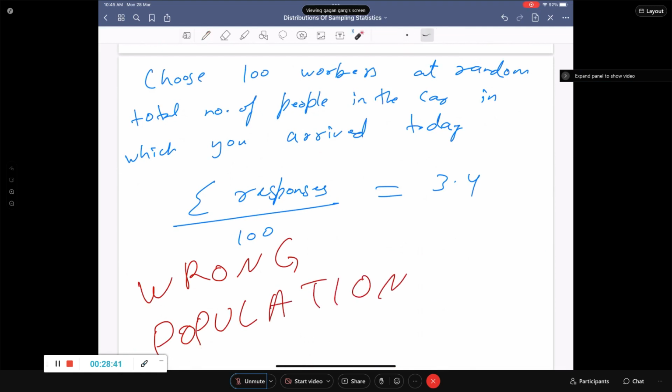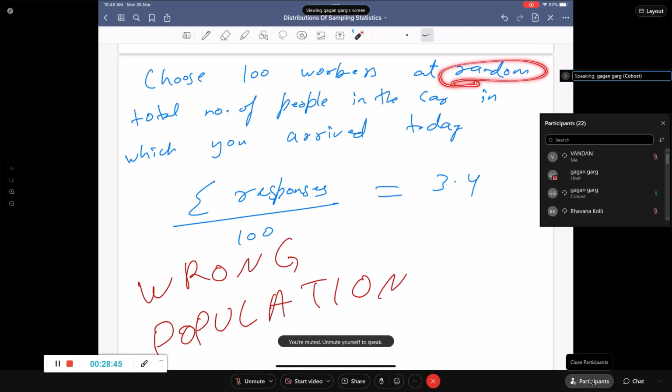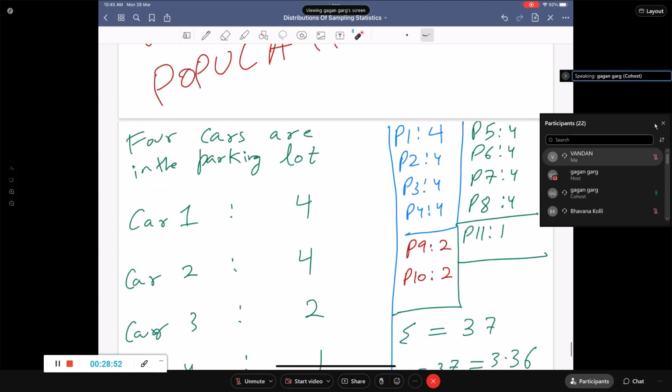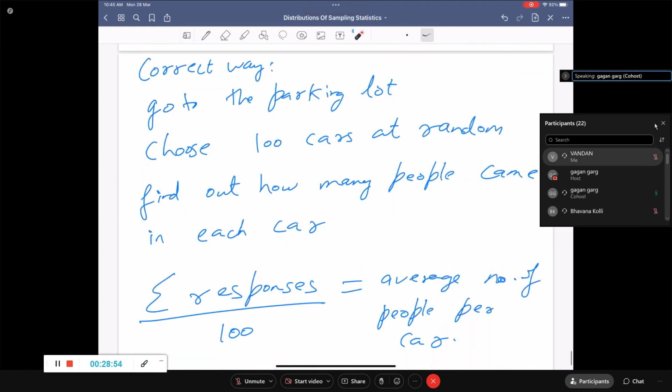Some of you pointed out that it may not be random, it is random. But the population is wrong. You're not supposed to sample this population. You're not supposed to sample the population of people. You're supposed to sample the population of cars. That is a mistake, and it's a big mistake. And it's an easy mistake to make.